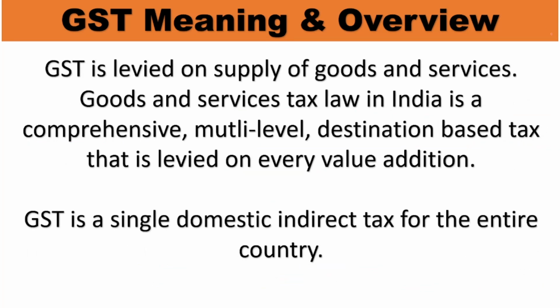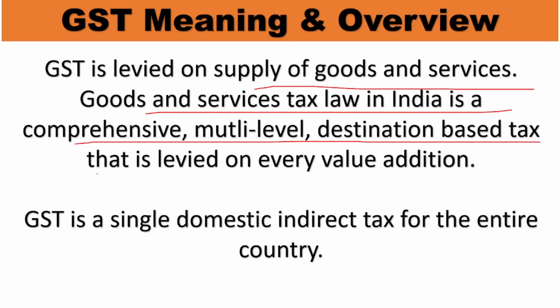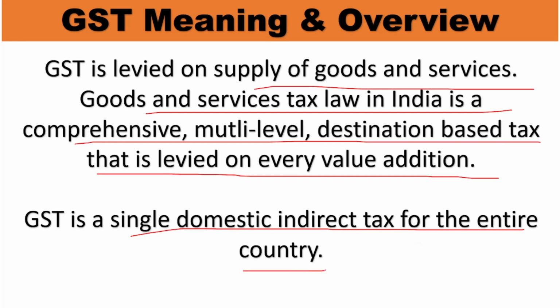Next, GST is levied on supply of goods and services, and Goods and Services Tax in India is a comprehensive multi-level destination based tax that is levied on every value addition. So it is a destination based tax. It is levied when the customer is consuming, or where the customer is purchasing at a point of sale. In that particular sale, it has been levied. And GST is a single tax throughout the country to be followed. It is a single domestic indirect tax for the entire country, and it is a multi-level tax where it is added on each value addition.